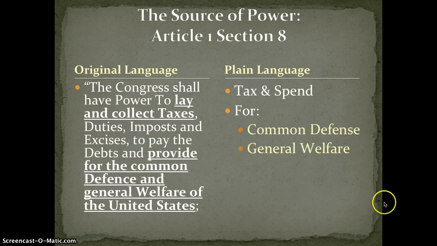Now, these can be determined by Congress as to what these mean. Clearly, we've interpreted common defense to primarily be about the military. And general welfare, that can be things like health, education, Social Security, all these different things that we'll talk about that the government does.